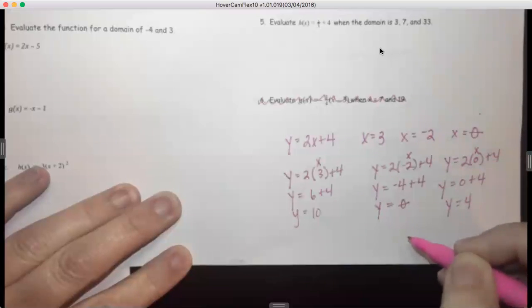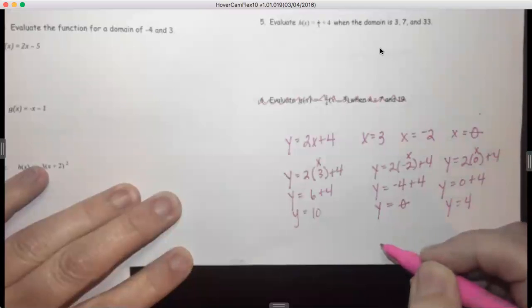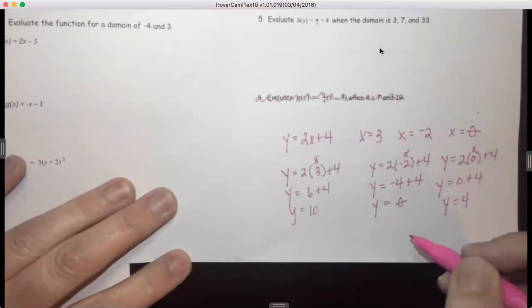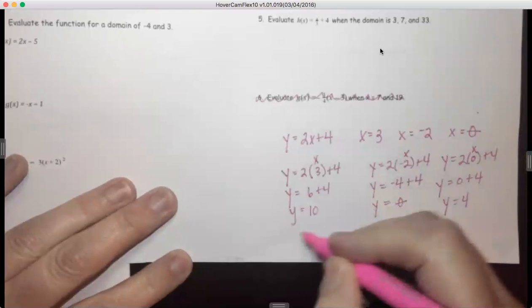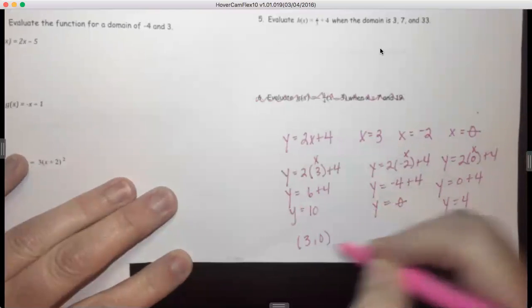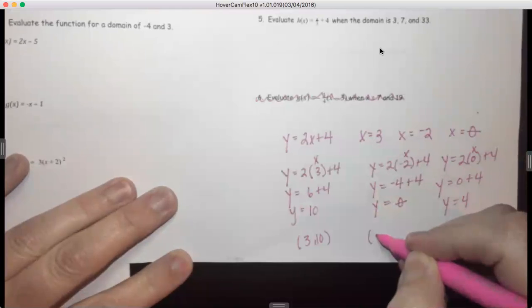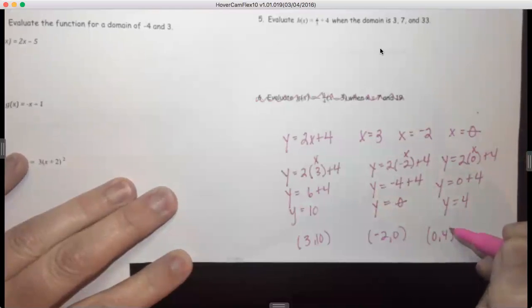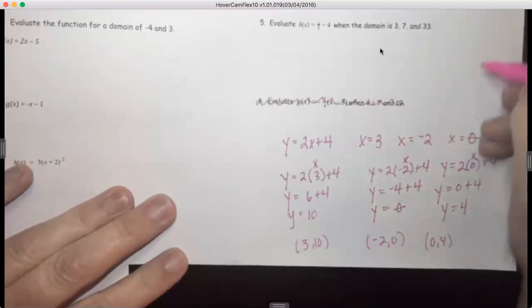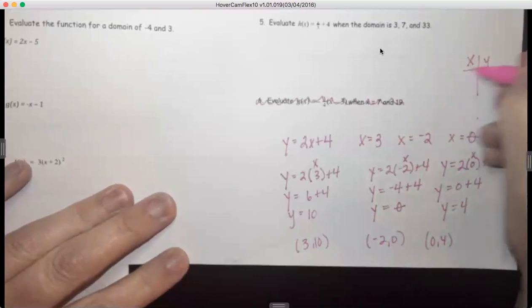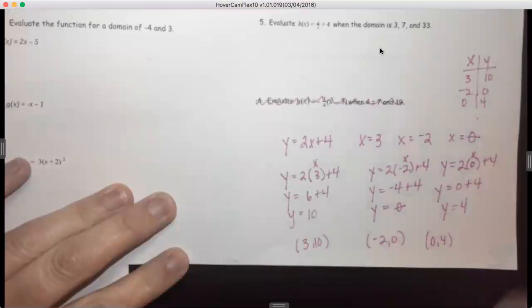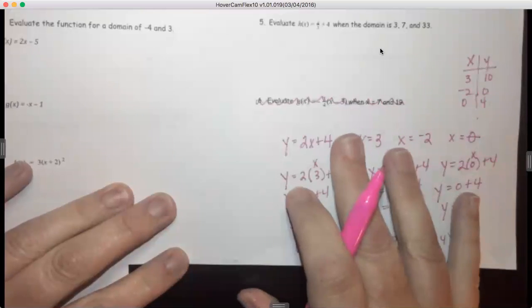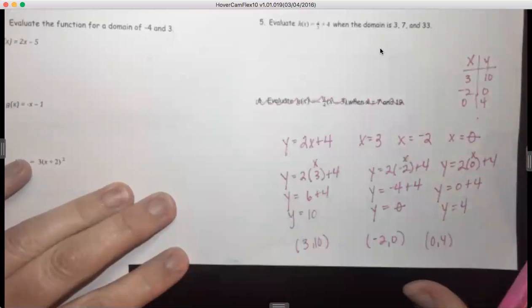You've done this before, substituting a number for the variable and solving. So I could make these ordered pairs: (3, 10), (negative 2, 0), (0, 4). Or I could make them in a table, right? I could do x, y, and I could make 3, 10, negative 2, 0, 0, 4. Okay, we know how to do all of this already, I think.